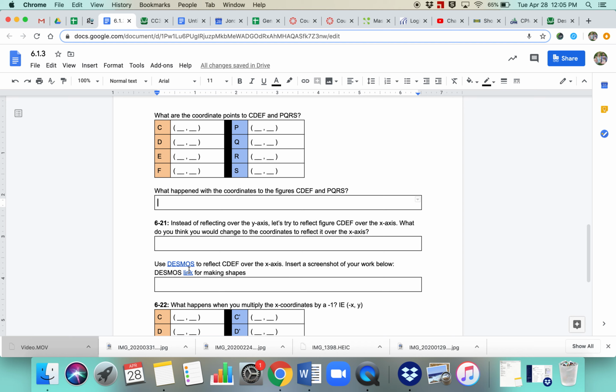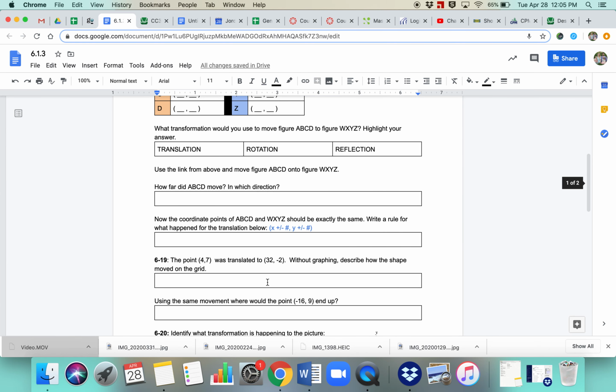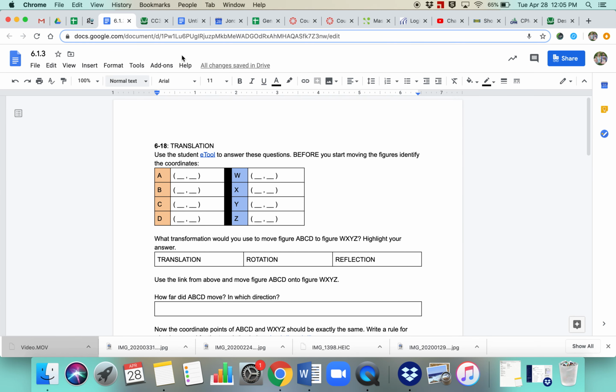If you don't remember how to make shapes on Desmos, I reinserted the link from our last lesson for making shapes on Desmos. The last thing you're going to do is multiply only the x coordinates by a -1. So the rule for that is (-x, y). And then you're going to fill out this, and then you're going to answer what kind of transformation happened. And then that is your lesson for 6-13.